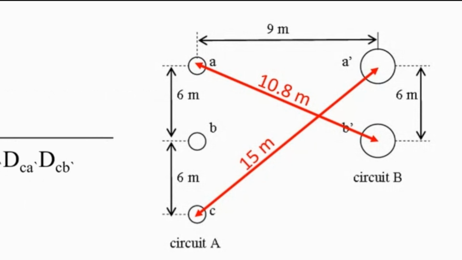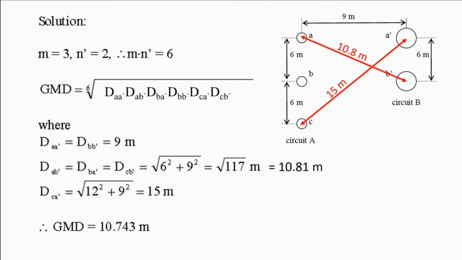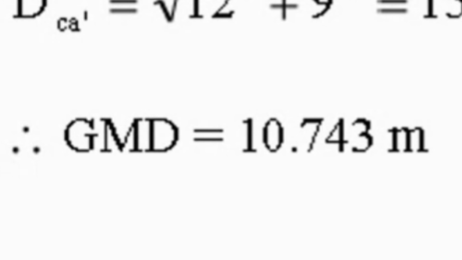Just substitute. For example, D A A dash, you can see it's 9 meter. But if I go, for example, D A B dash, it's the diagonal of the triangle having 9 meter and 6 meter. If you calculate it, you will get 10 point something meter. For example, D C A dash, spacing number 5 under the root, it's the diagonal of 9 and 12, which is 15 meter. I will get the value of all the spacings and multiply them each other to the power of 1 over 6. This is 10.74, the geometrical mean distance.